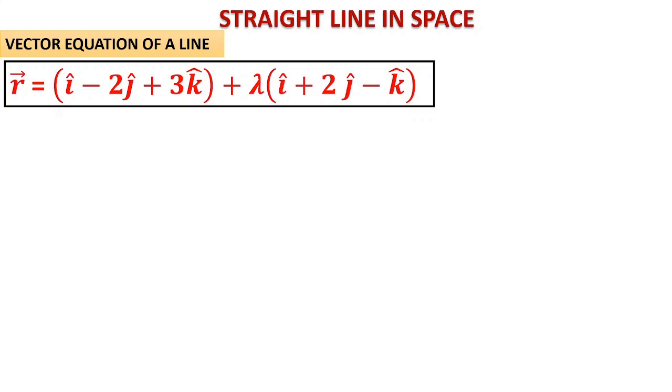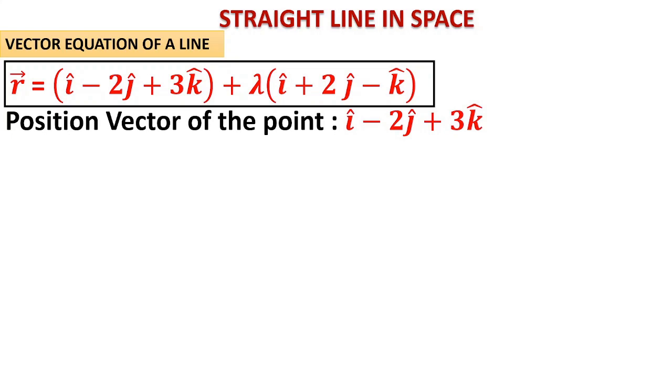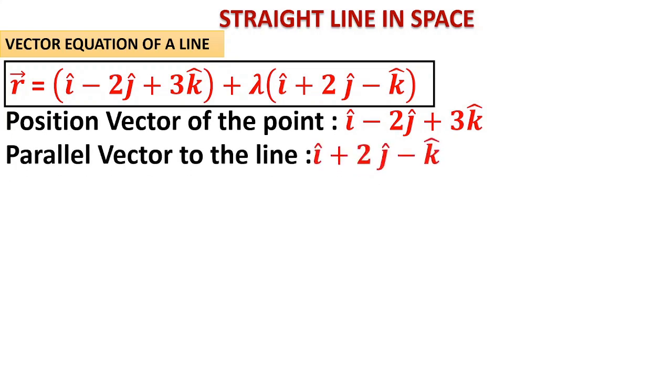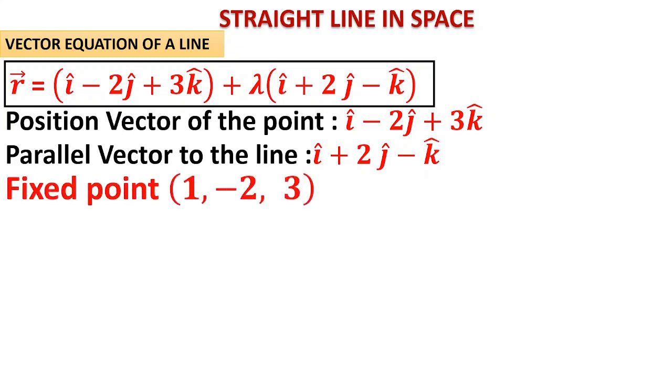Already we have discussed that the vector which is in the first place is the position vector of a point, and the vector which is multiplied by lambda is the vector which is parallel. Therefore the position vector of the point is i minus 2j plus 3k. Therefore the parallel vector to the line is i plus 2j minus k. That is the vector which is in the second place. So from this, can I get the point? Yes, I can get the point. The point will be 1, minus 2, 3.